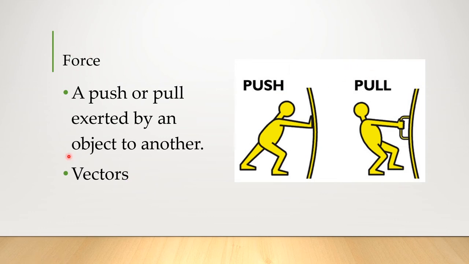And forces are vectors. By vectors, that means they have a magnitude, a strength. One force could be stronger than another force. And then there's a direction. For example, this force right here is a push, it's going there, that's the direction. And this pull going there, that's the direction. So one force could be stronger than another because they have magnitudes, and then they have directions.